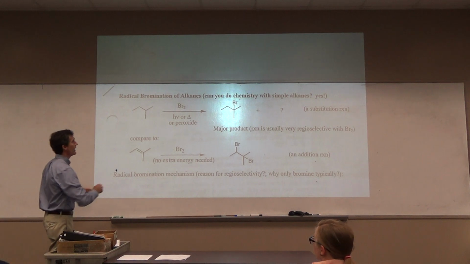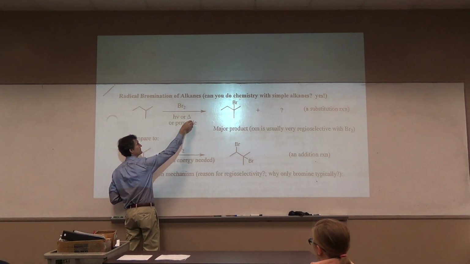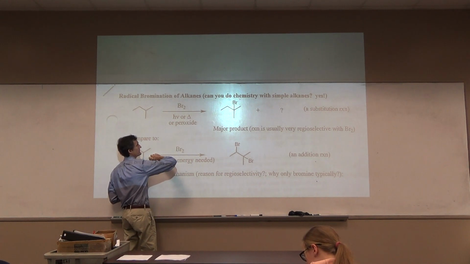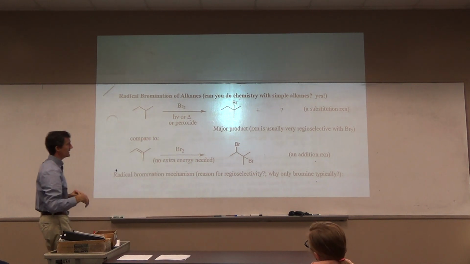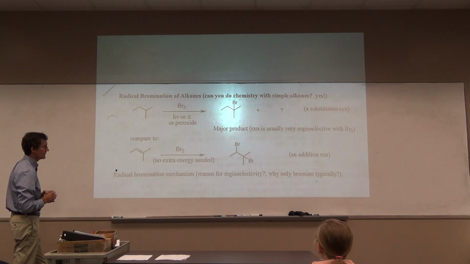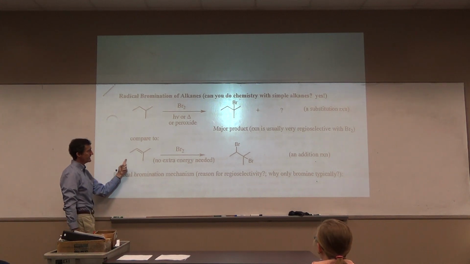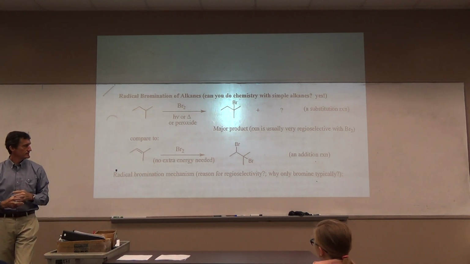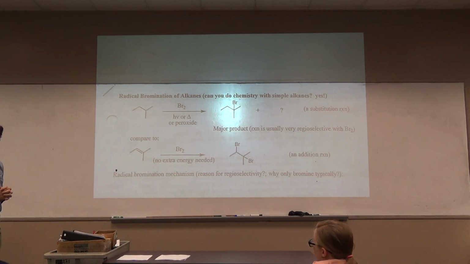Up here, this requires some energy input. Light is a type of energy. Heat is a type of energy. Or peroxide. Peroxide is not really a type of energy, but it can promote radicals. This down here is what type of mechanism? It's not a radical mechanism. It's, like most of the mechanisms we've done, an ionic mechanism.